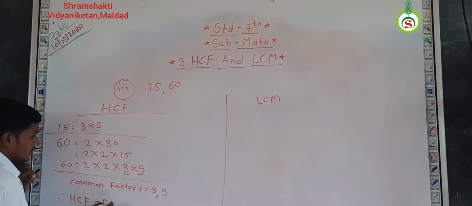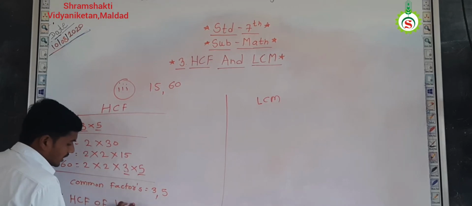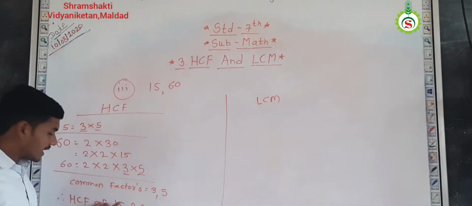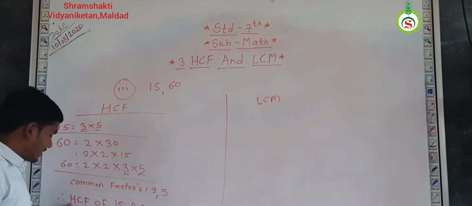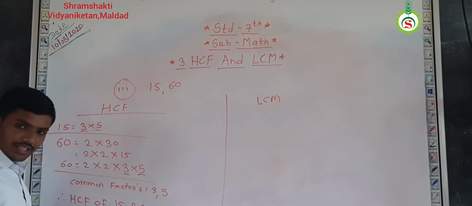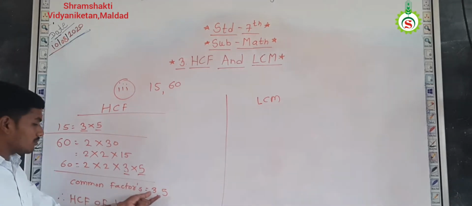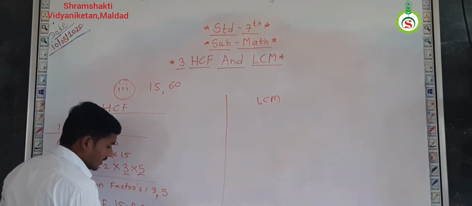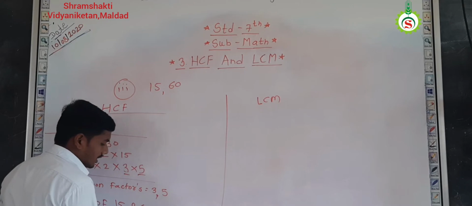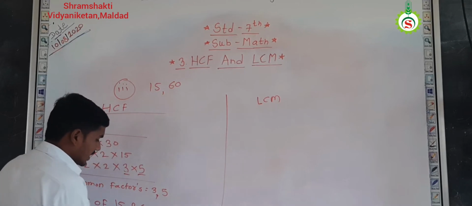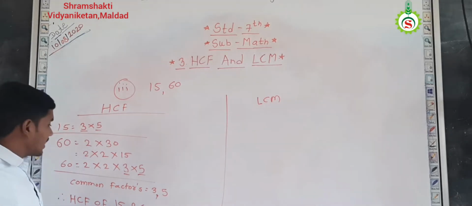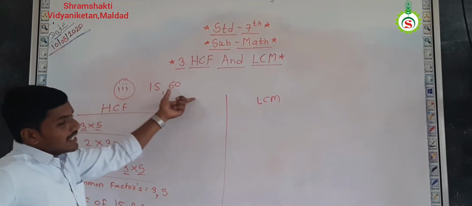Therefore, HCF of 15 and 60 is equal to... If I want to find out the highest common factor, what I have to do? I have to take the product of the common factors. So which are the common factors? 3 and 5. So I have to take the product. So 3 fives are 15. That is the HCF of 15 and 60.